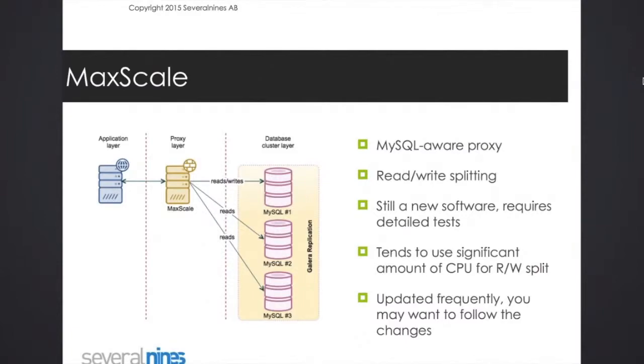From what we saw, it tends to use a significant amount of CPU if we're talking about read-write split. I've also seen issues with memory leaks, where the memory utilization in MaxScale just grows and grows and grows. Some of those bugs were fixed in the recent 1.2 release. In general, it's updated pretty frequently.